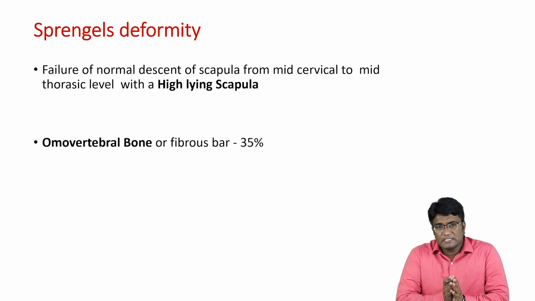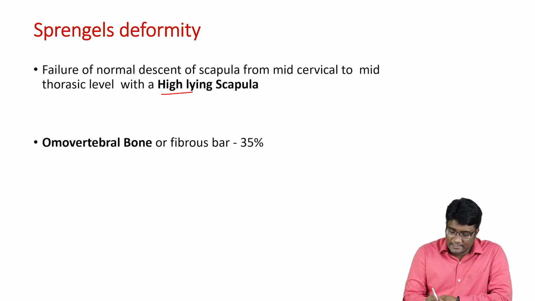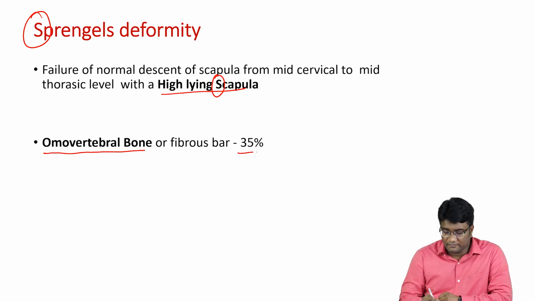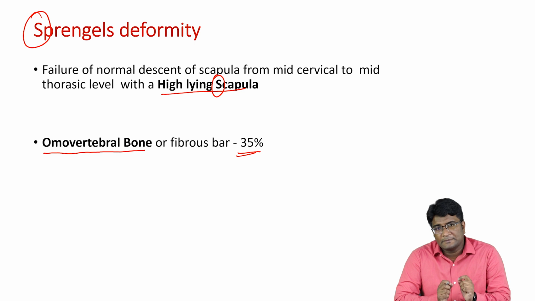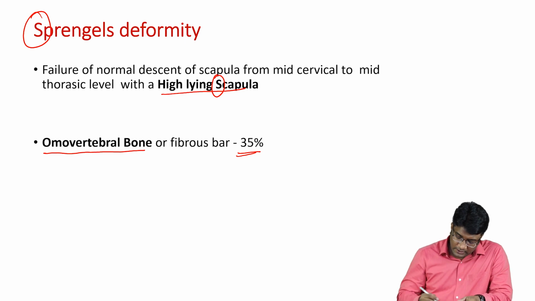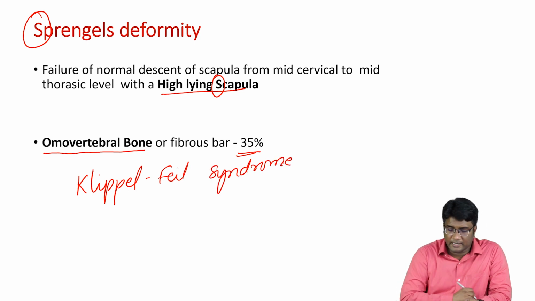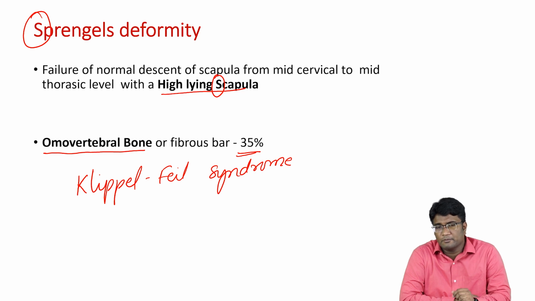So do remember, Sprengel's deformity is a congenital defect where there is failure of migration of the scapula from the mid-cervical region to the mid-thoracic, so it remains elevated and rotated, and there is a high-lying scapula in Sprengel's deformity. And there is this omovertebral bone that we saw in about 35% cases. Do remember, Sprengel's deformity can be seen isolated or commonly associated with even Klippel-Feil syndrome also. Klippel-Feil syndrome is also commonly associated with Sprengel's deformity. They can occur together in most patients.